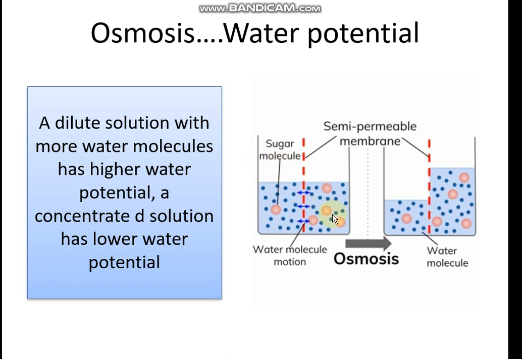You can see that there are more glucose molecules, so we will say that the solution is concentrated and the water potential is low. If the solution is dilute, then it has higher water potential. If the solution is concentrated, it has lower water potential.